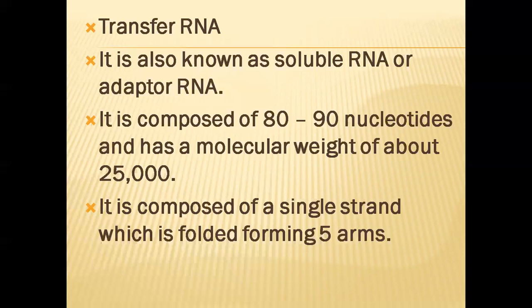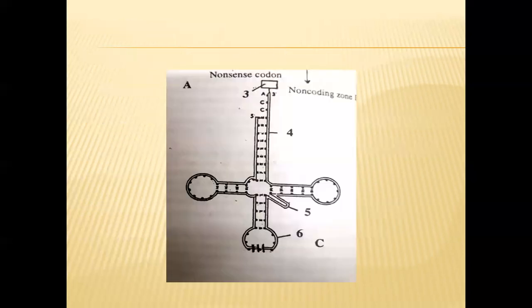It is also a single strand, as mostly all RNAs are single strand. It is composed of a single strand, but it is folded in some places and forms 5 arms. You look at the picture. This is the structure of tRNA, that is transfer RNA. It is a single stranded structure, but it is folded and forms 5 arms.